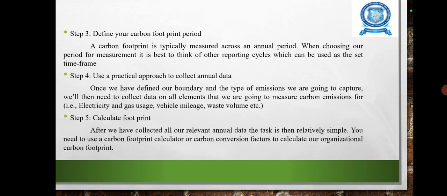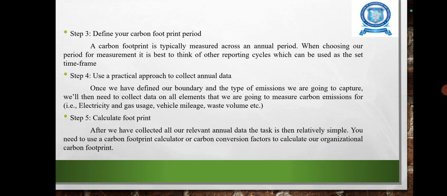It is typically measured across an annual period. When choosing our period for measurement, you can think of other reporting cycles which can be used as the set time frame. Next step is to use a practical approach to collect the annual data. Using this, we define our boundary and the type of emissions we are going to capture, and we also need to collect data on all elements that generate carbon emissions, for example electricity and gas usage, vehicle mileage, waste volume, etc.